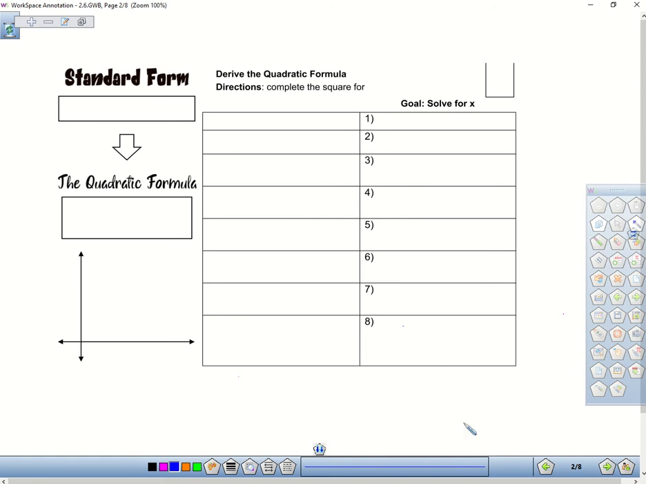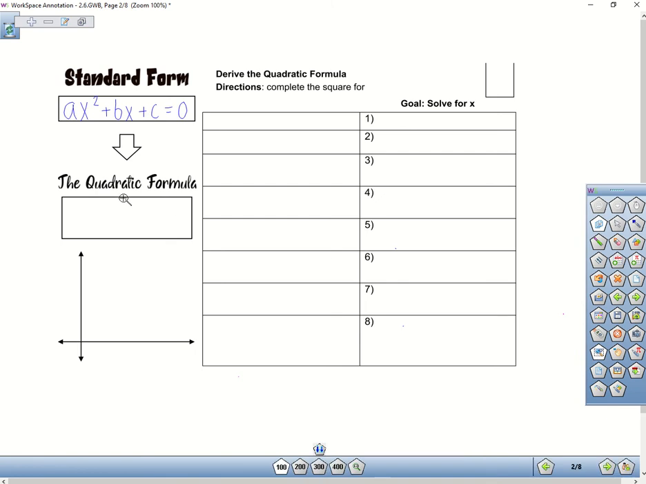So the first thing we need to identify is the standard form of a quadratic. The standard form of a quadratic is ax squared plus bx plus c equals 0. In order to use the quadratic formula, your quadratic needs to be in that format, okay? If your quadratic is not in this format, you cannot use the quadratic formula. So that's very important to make sure we're in this form before you try plugging anything into the quadratic formula.